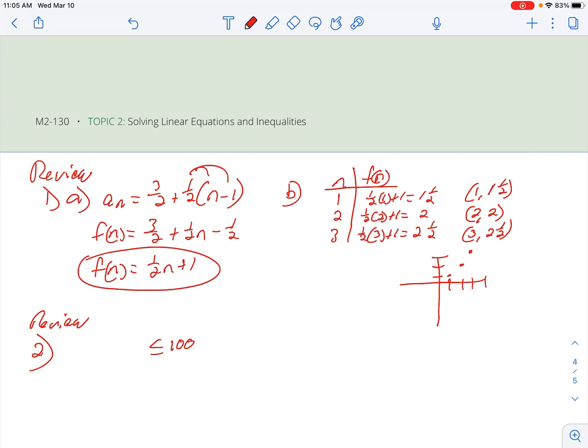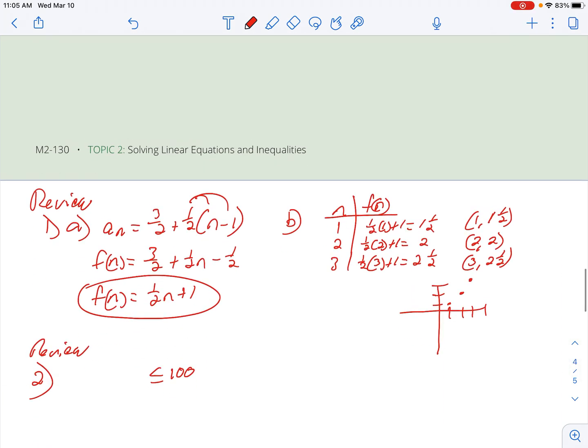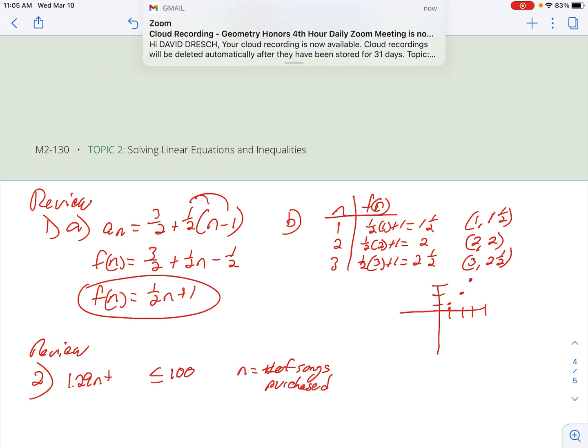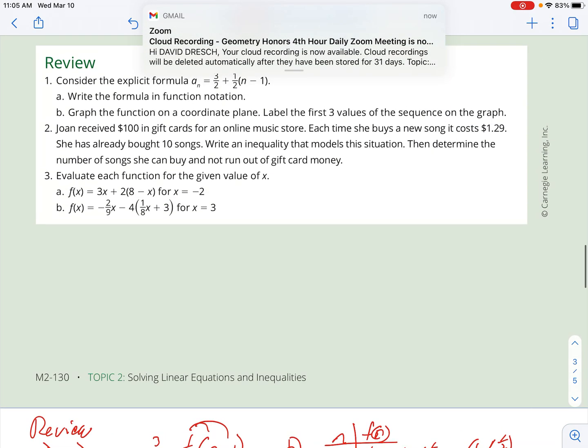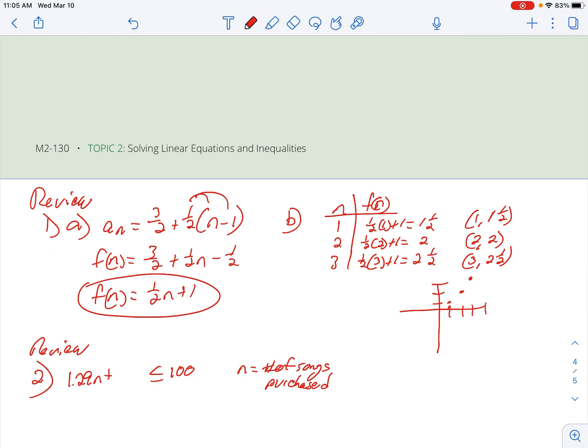Now, how are we getting to use that $100? It's from $1.29 from each song. So $1.29, and let's use M to represent the number of songs purchased. And we also have to keep in mind that we've already purchased 10 songs. So 10 times $1.29, we've already spent $12.90. So that is the function inequality, I should say, that's being created based off this situation.